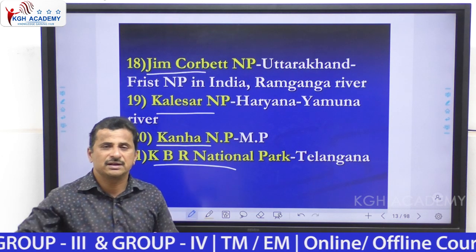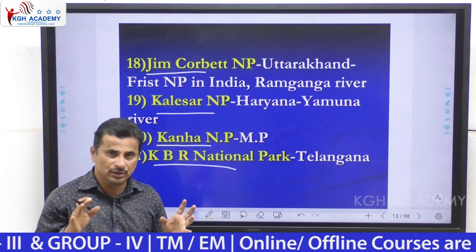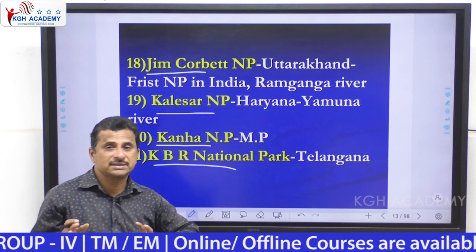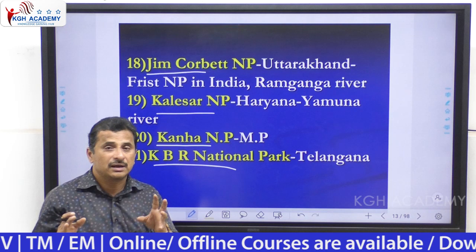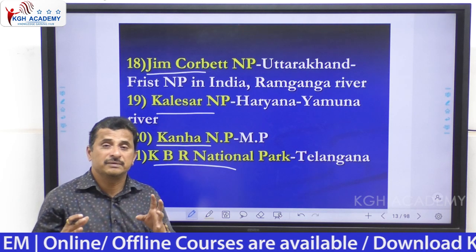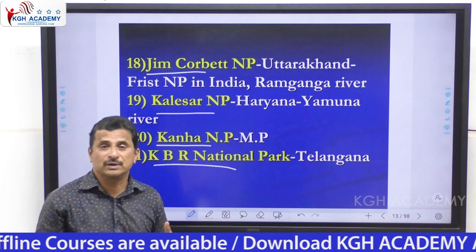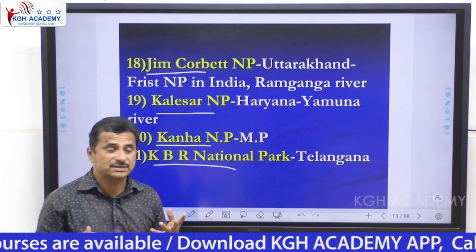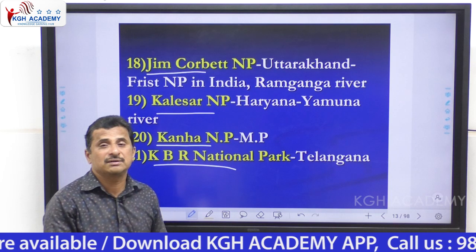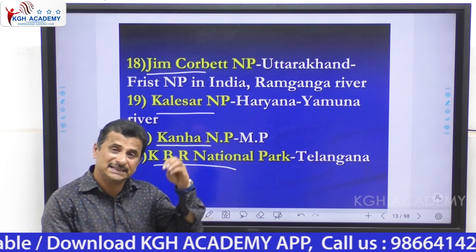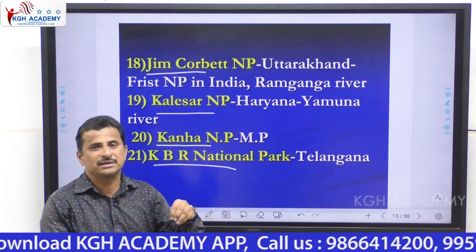This type of condition you cannot see anywhere in the world. A metropolitan city with two very big national parks. Here, national park means something different. So here two national parks: one is KBR National Park, which is in the center part of the Hyderabad area.